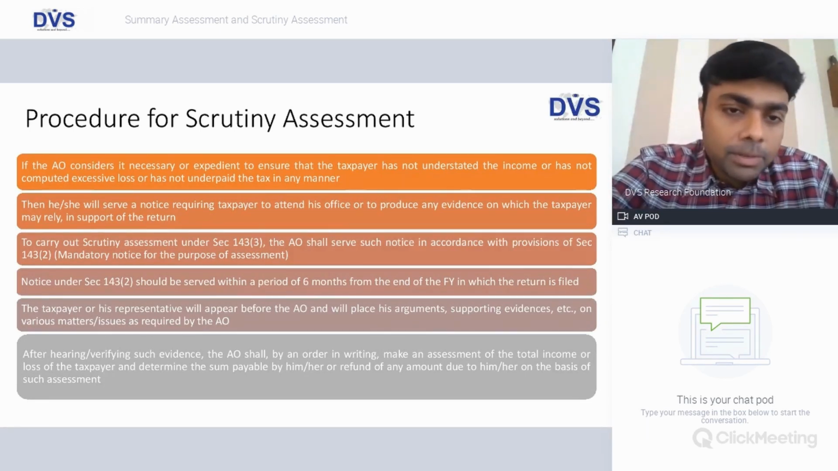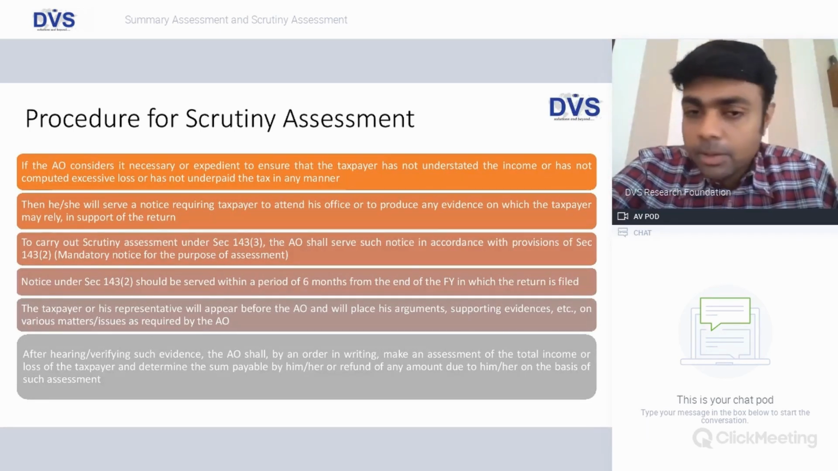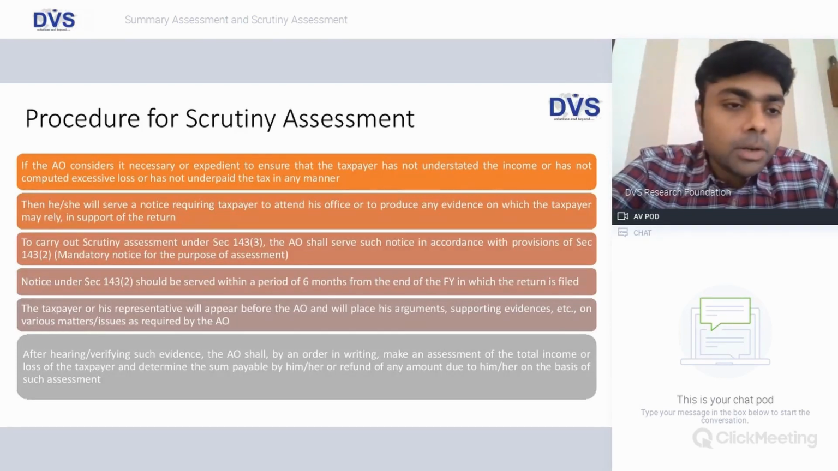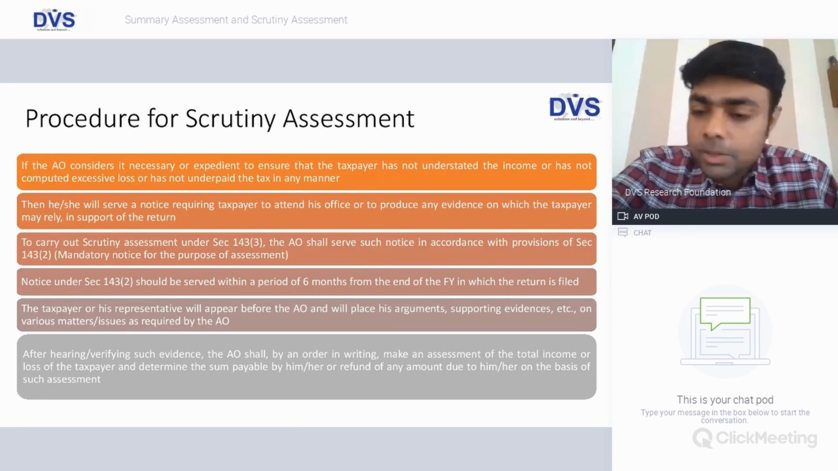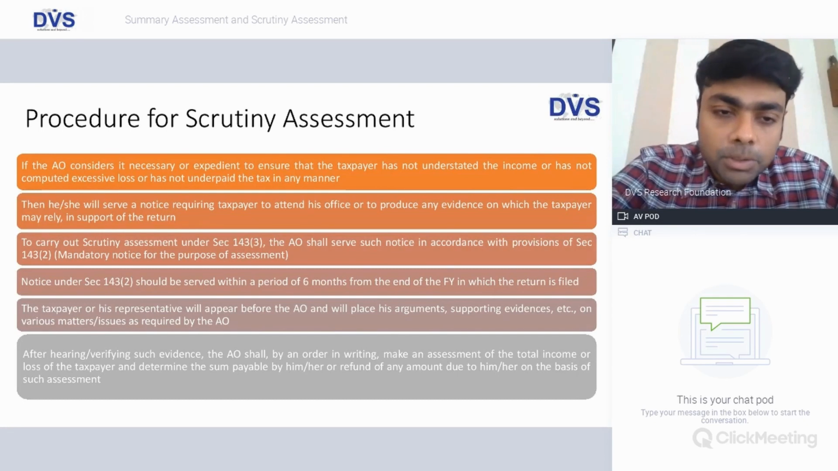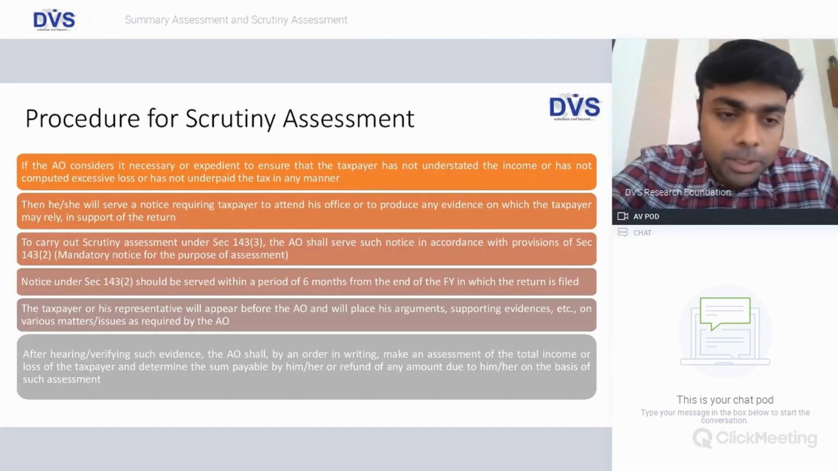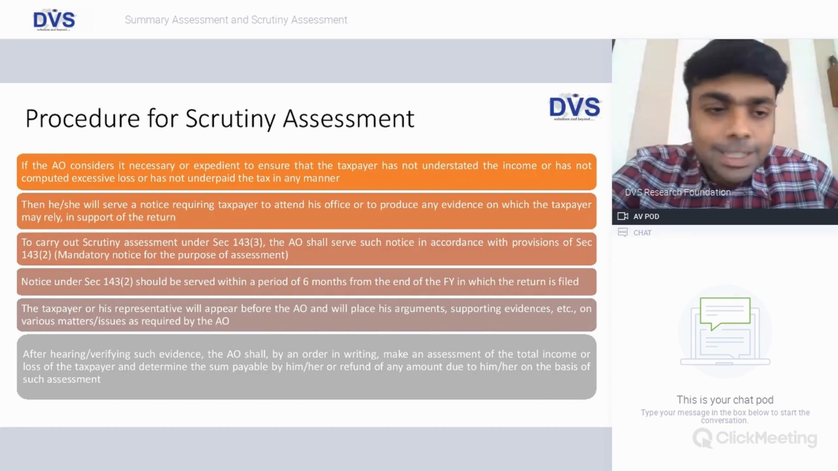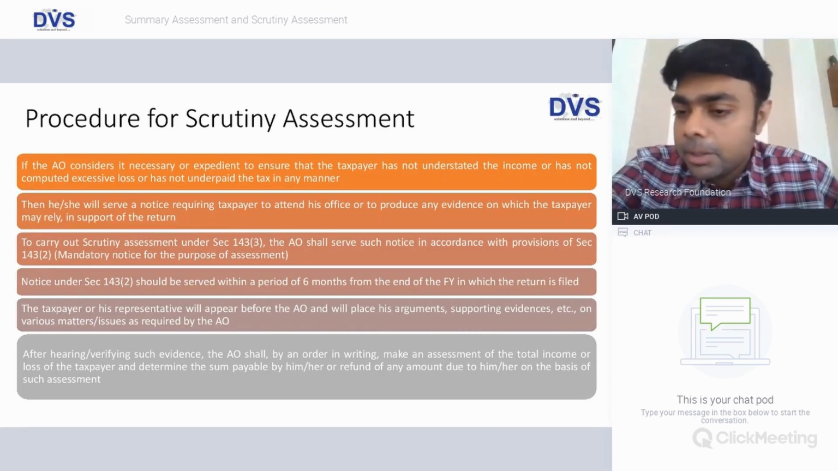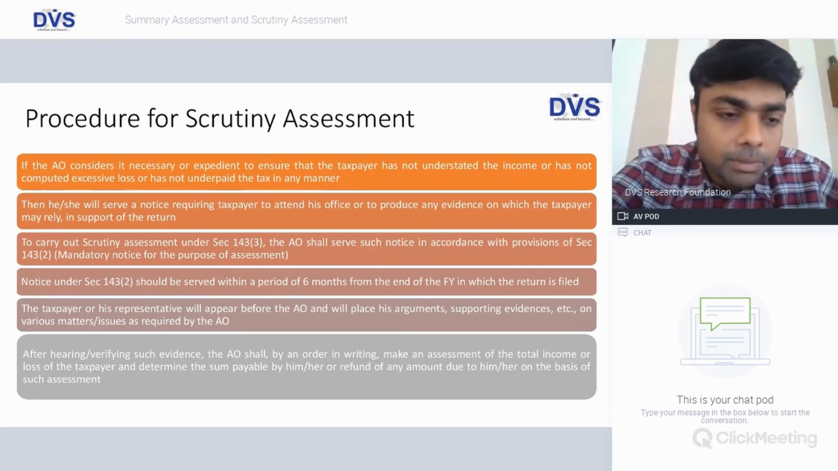So what is the procedure? Where the AO considers it necessary or expedient to ensure that the taxpayer has not understated the income, or has not computed excessive loss, or has not underpaid tax, which is a threefold objective, he shall serve a notice to the assessee to attend the office to carry out scrutiny assessment under 143(3). The AO shall serve notice in accordance with the provisions of 143(2). So 143(2) notice is mandatory for an assessment under 143(3). Without the notice, 143(3) assessment cannot happen.